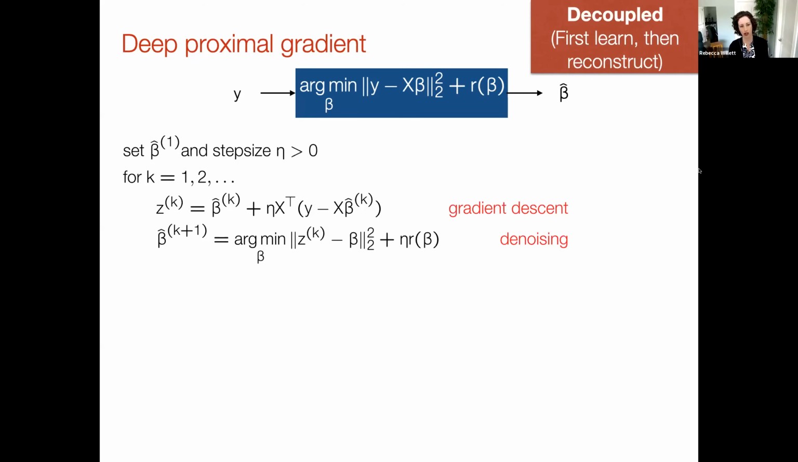So the way we're going to approach this is we're going to say, just imagine for the moment that we already know what regularization function R we're interested in. Then how would we solve this optimization problem? Well, what we might use would be a proximal gradient optimization algorithm, where we start with some initial estimate, say beta hat 1, and some step size eta. And then we would iterate. And in each iteration, we would essentially take two steps. In the first step, we would take our previous estimate, beta hat k, and we would update it by taking a step in the direction of the negative gradient of our data fit term.